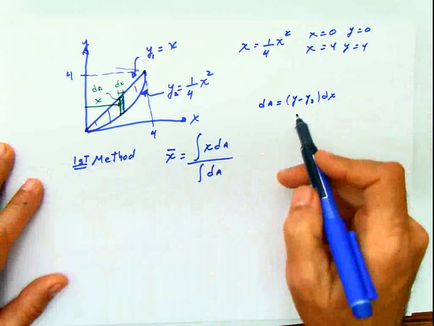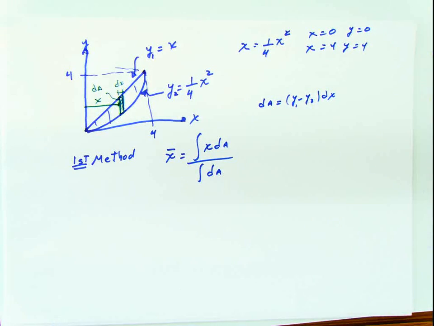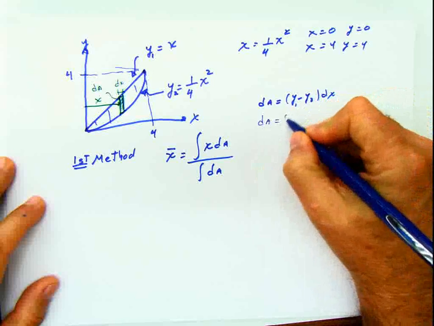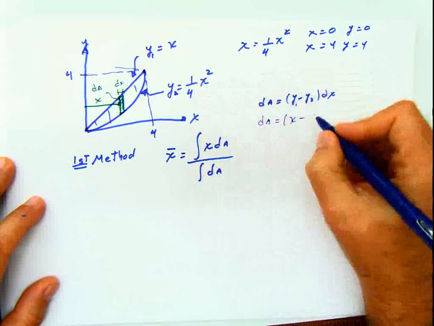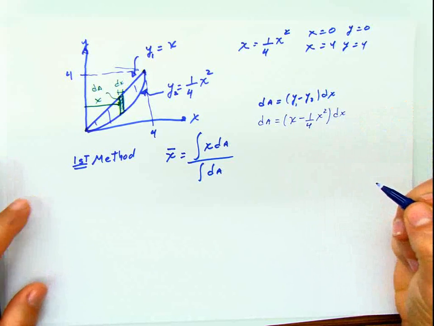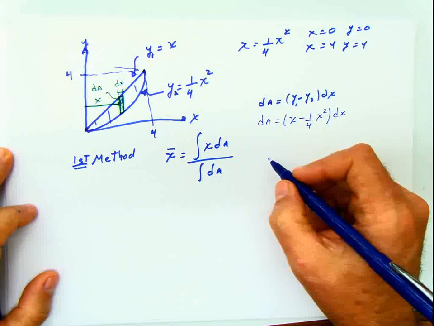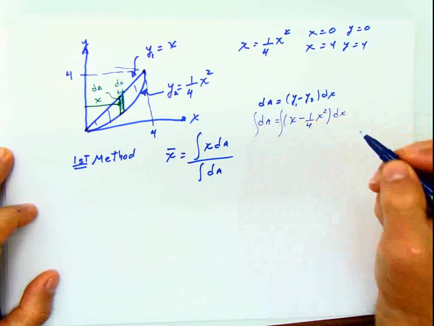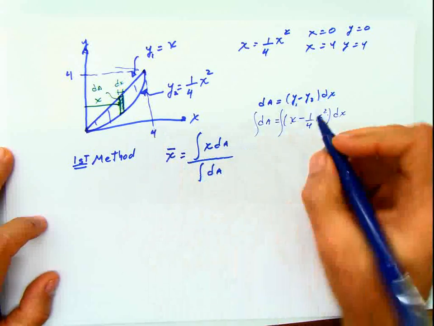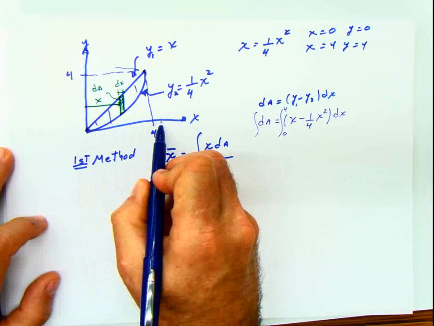Now that y1 here is just the equation that we have for y1, so it's x, minus y2, which is 1/4 of x squared, dx. So if I want to calculate the area, I can integrate both of them, and because I'm measuring in x, my limits are going to be from 0 to 4. This is 4 also, but remember, we are doing from 0 to 4 in this direction.